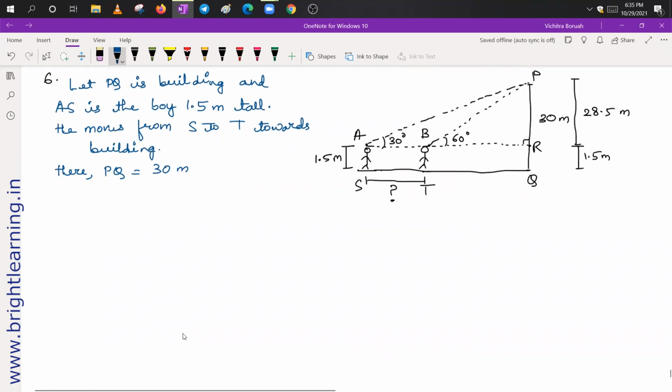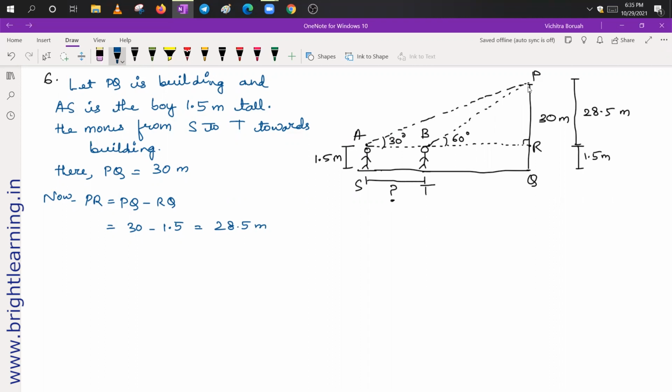Okay. Now, what will be the length of PR? So PR will be equal to length of PQ minus length of RQ. Now length of PQ is 30. Length of RQ is 1.5. So 30 minus 1.5 is 28.5. So 28.5 meters, this is the length of this PR. Okay, understood? Now next, first we will take triangle PAR.